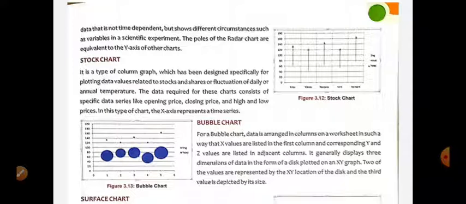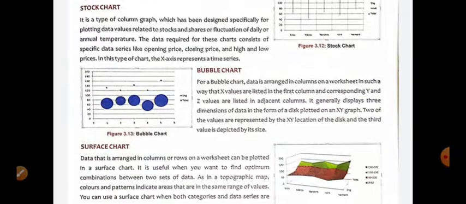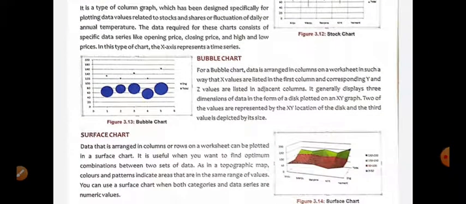For a bubble chart, data is arranged in columns on a worksheet in such a way that x-axis values are listed in the first column and corresponding y and z-axis values are listed in adjacent columns. It generally displays three dimensions of data in the form of a disk plotted on an XY graph. Two of the values are represented by the XY location of the disk and the third value is depicted by its size. Next one is surface chart.